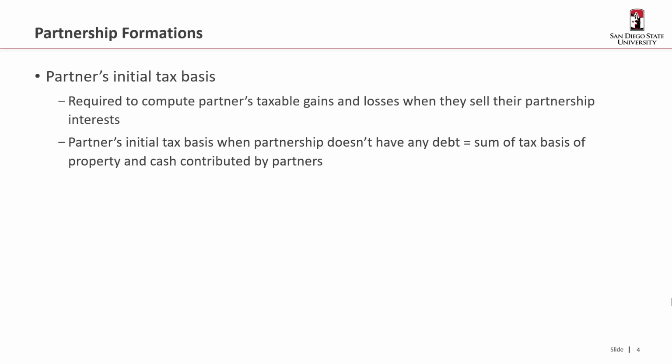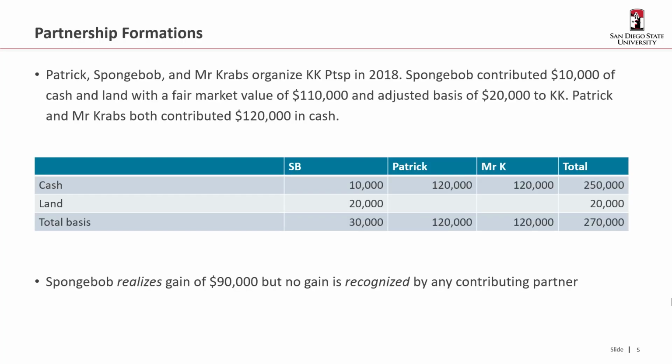Okay, so we're going to talk initially here about basis. We're going to loop back around to this in a couple of videos, but we need to get started. A partner's initial tax basis, which we need to calculate for a number of reasons, one of which is if a partner sells their partnership interest, what is the amount they get back tax-free? A partner's initial tax basis when the partnership doesn't have any debts is simply the sum of the tax basis of the property and cash that was contributed. So we have the same sort of carryover of basis that we saw under 351 corporate organizations.